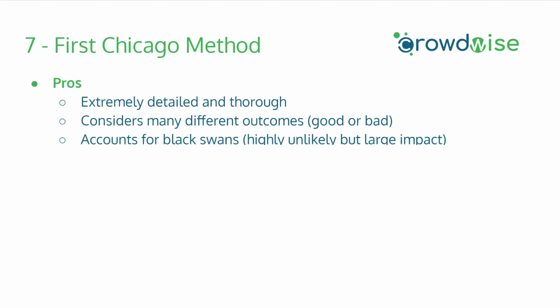What are the pros and cons? Well, as you can tell from just looking at it, it's extremely detailed and thorough. It considers many different outcomes, looking at both cash flows, terminal values, as well as different probabilities of good and bad outcomes. Because of this, it allows you to account for those black swans, according to Taleb, which are extremely unlikely but have potentially huge impacts in either a positive or a negative direction.